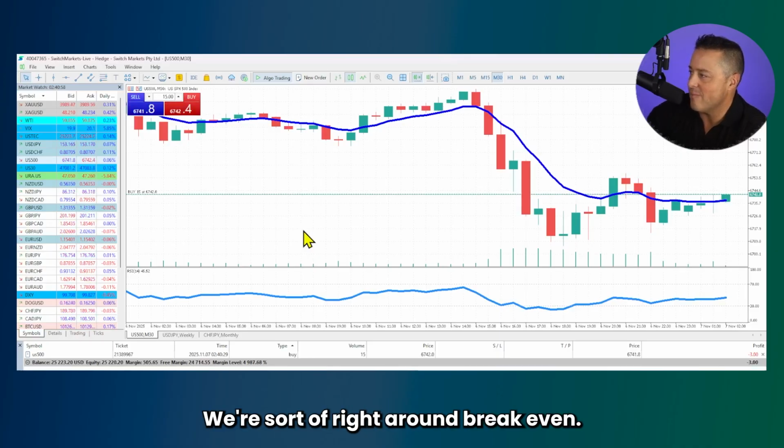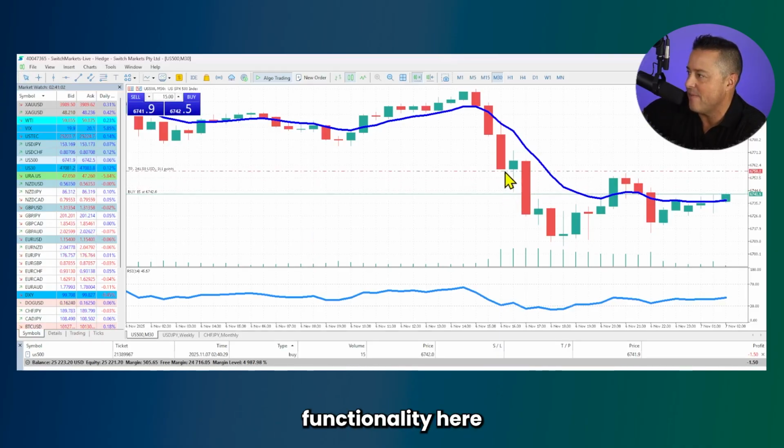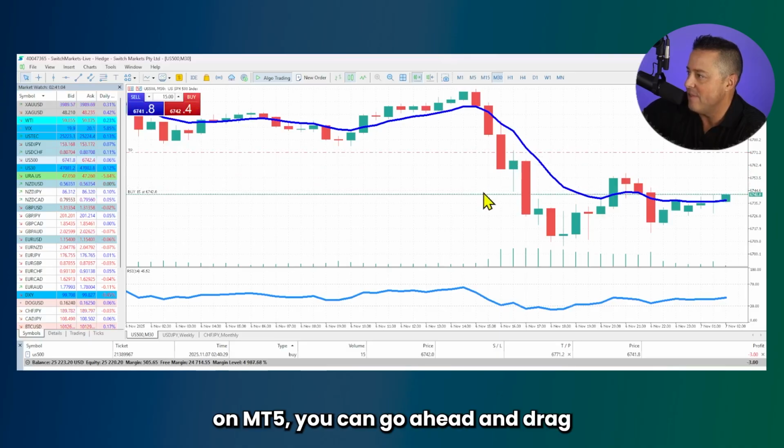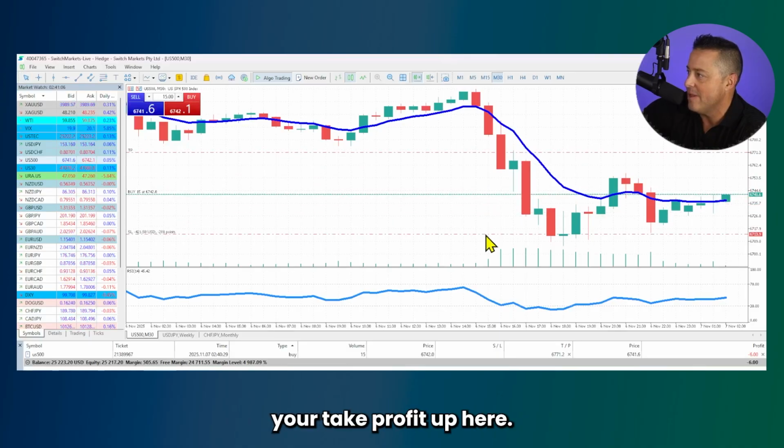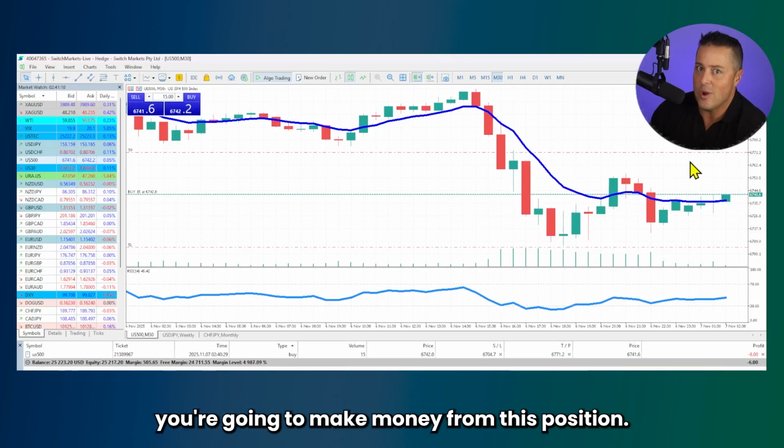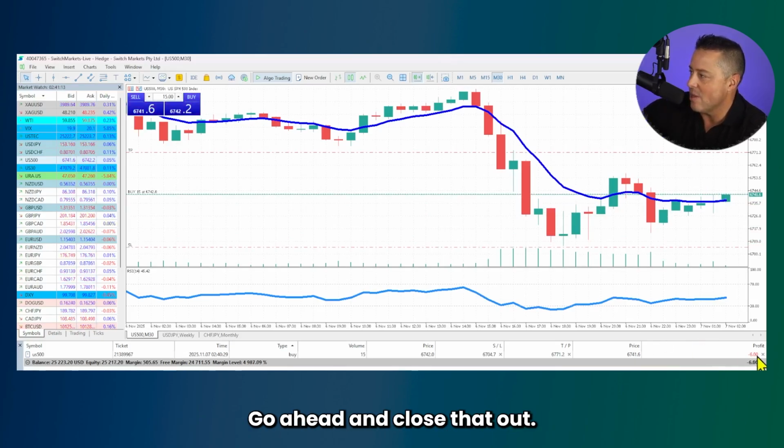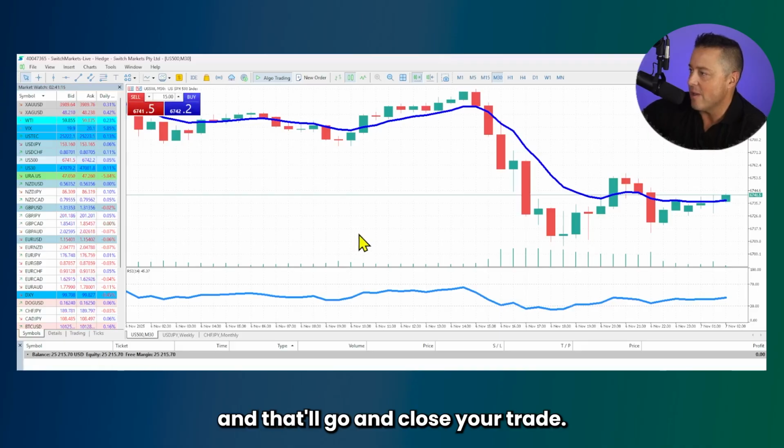So you can see right here, we've taken the long. We're sort of right around break even. Remember, with your drag and drop functionality here on MT5, you can go ahead and drag your take profit up here, and maybe you can drag your stop loss down here. So as long as price rises, you're going to make money from this position. Go ahead and close that out. You can just hit the X there, and that'll go ahead and close your trade.